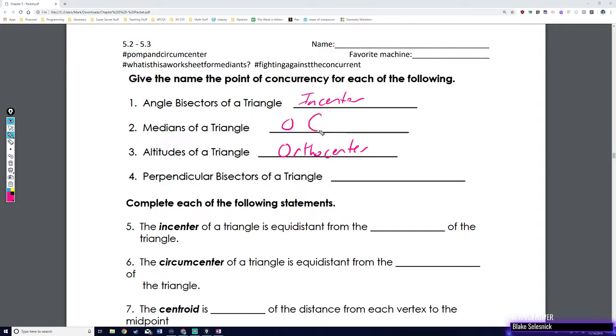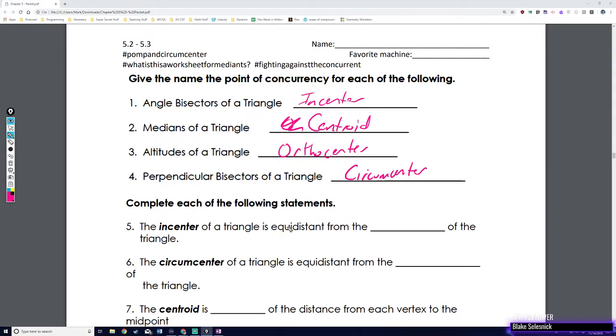I was trying to figure out how I could turn that O into a C, but I can't. So medians are centroid. Altitude is orthocenter. Perpendicular bisector is circumcenter. All right, so again, quick, super easy. Look at that. We got them. All right, and then I could do these three pretty easy.